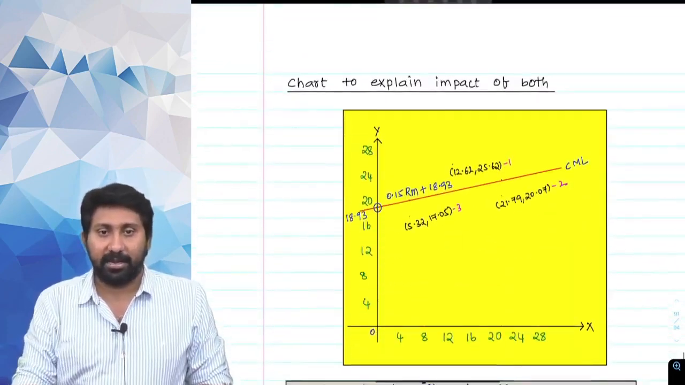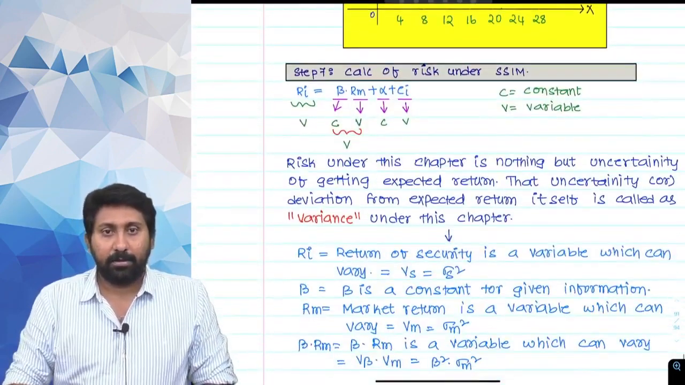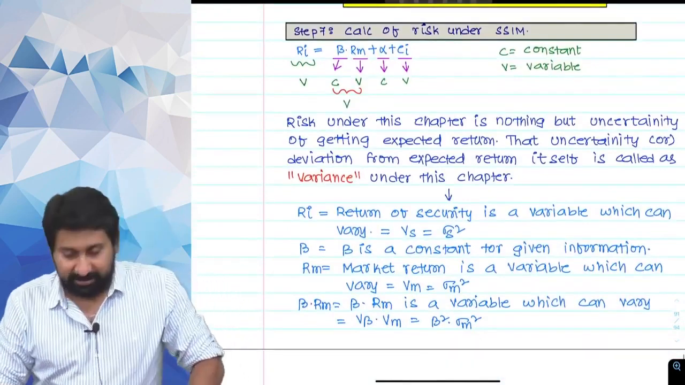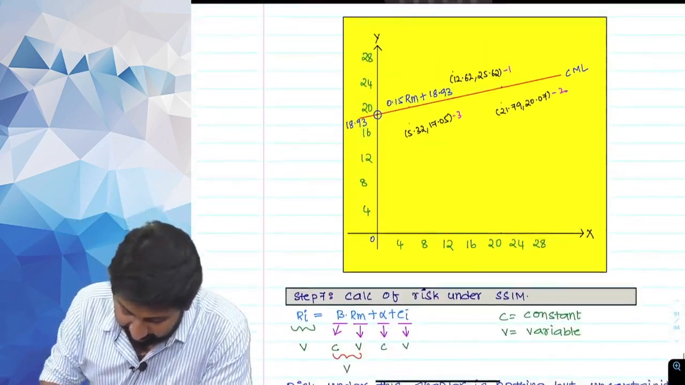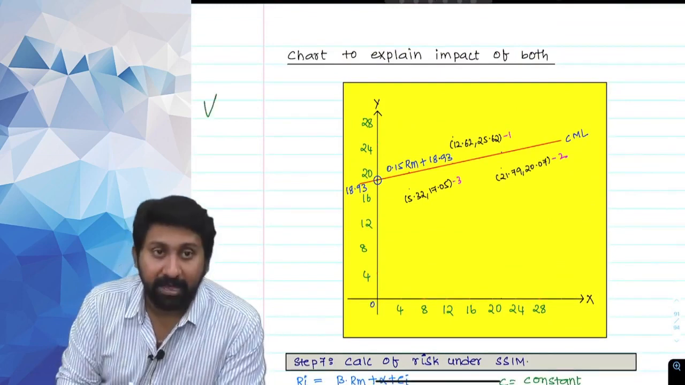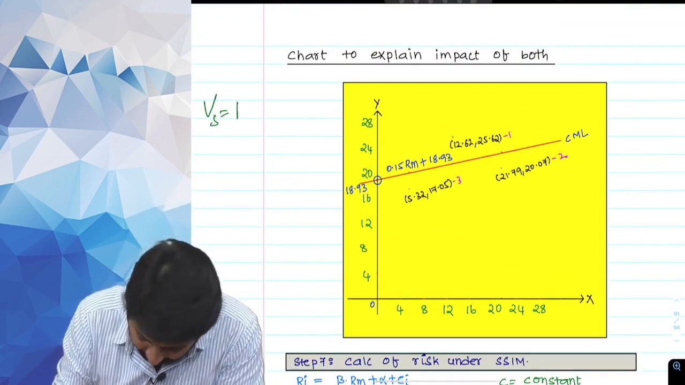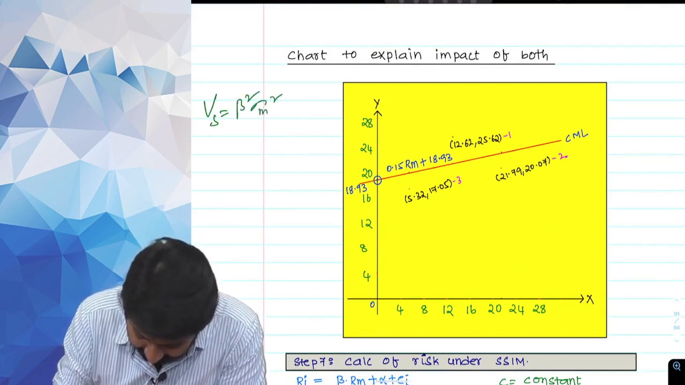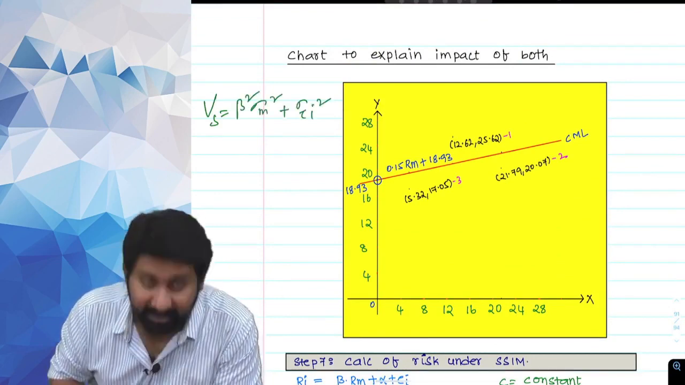Okay, let's calculate. Calculation of risk. First, I will explain how the formula has been derived. Formula: variance of a security equals beta square sigma m square plus sigma ei square.